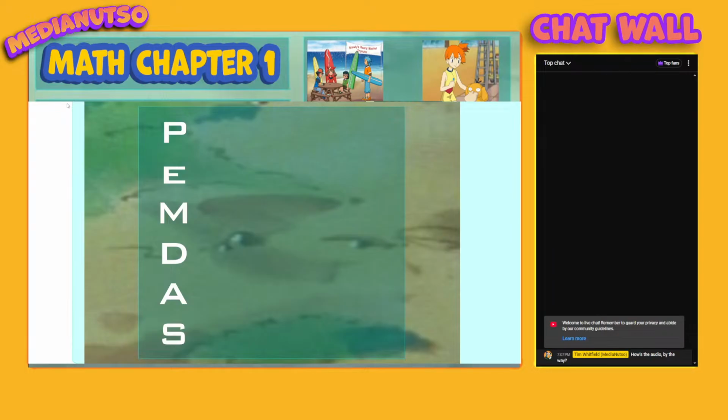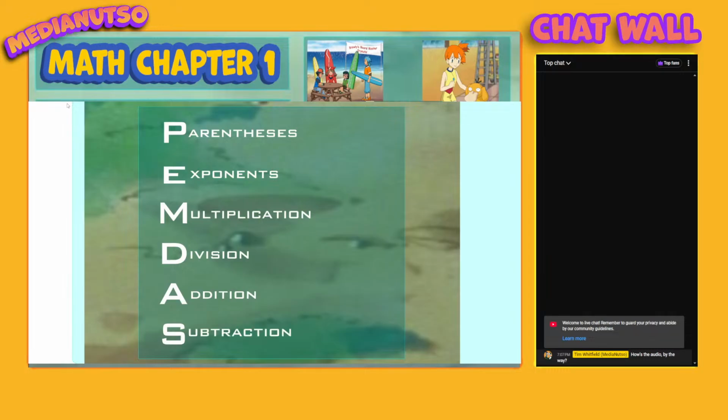These are the first letters of the steps you follow when you solve this kind of math problem. P stands for parentheses. E stands for exponents. M for multiplication. D for division. A for addition.